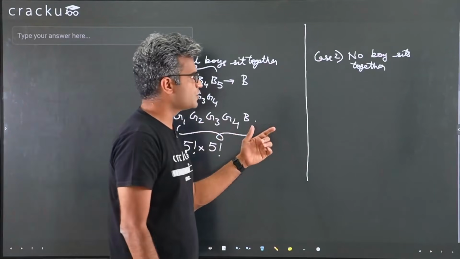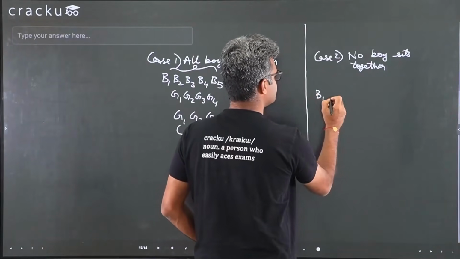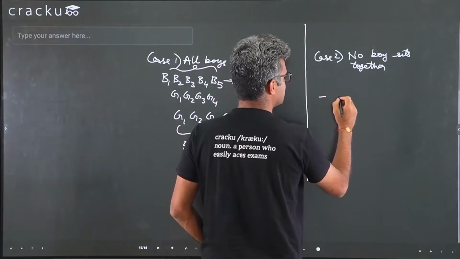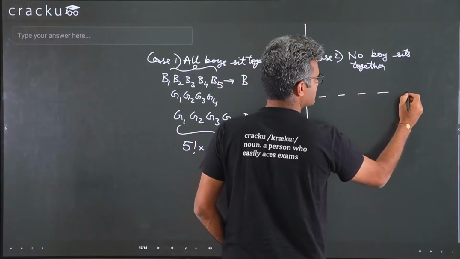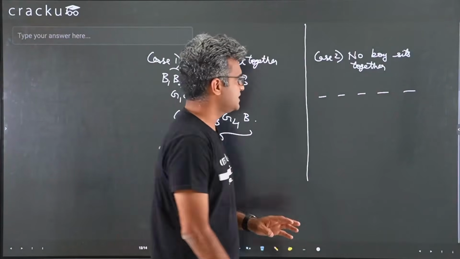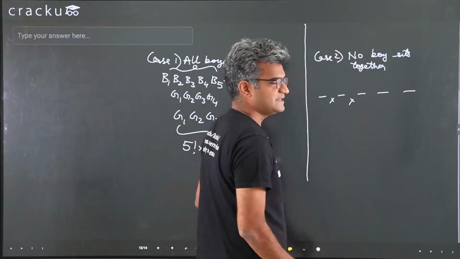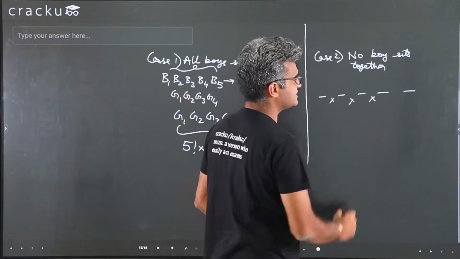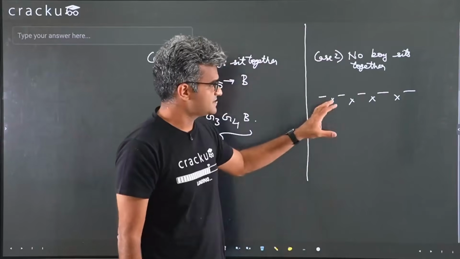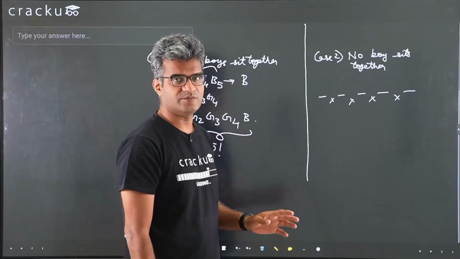In the second case, if you don't want any of the boys to sit together, we have 5 boys. Let us assume that this is one boy, this is another boy, this is another boy, this is another boy and this is another boy. These are the 5 boys. We have just 4 girls and we need to have one girl between the first 2 boys, one girl between the second and the third boy, one girl between the third and the fourth boy and one girl between the fourth and the fifth boy. This is the only way in which no boy sits adjacent to another boy.